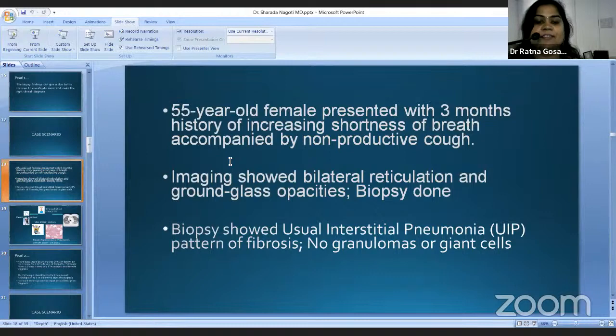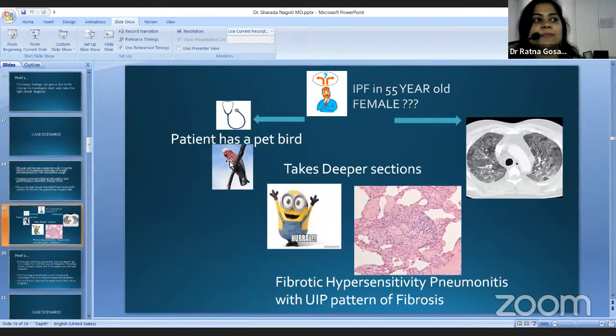IPF. Fine, great. Yes, IPF. But can IPF occur in a 55-year-old female? Unlikely, yes. So now the pathologist is aware that IPF is very unlikely to occur in a 55-year-old female. He communicates with the clinician, and the clinician gives the history that the patient has a pet bird. Then he looks at the radiology, the HRCT pictures, and finds ground glass opacities, mosaic attenuation and air trapping, mostly with upper and middle lobe predominance. So now he takes deeper sections and he is like, hooray, he found the culprit.